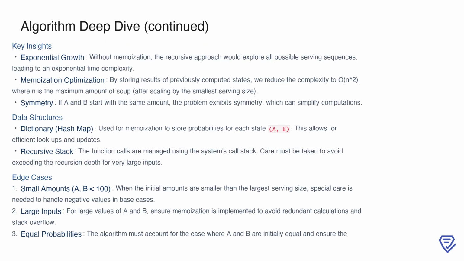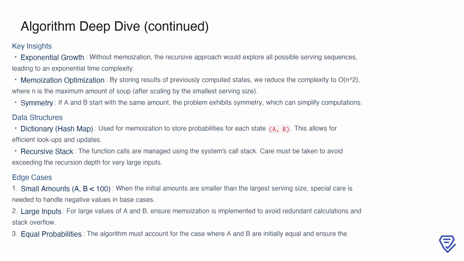Now, let's consider some key insights and optimizations for this algorithm. Without memoization, the recursive approach would explore all possible serving sequences, leading to exponential growth in the number of states and a high computational cost. By introducing memoization, we reduce the time complexity to O(n squared), where n represents the initial amount of soup scaled by the smallest serving size. This optimization ensures that each state is only computed once, significantly improving efficiency.